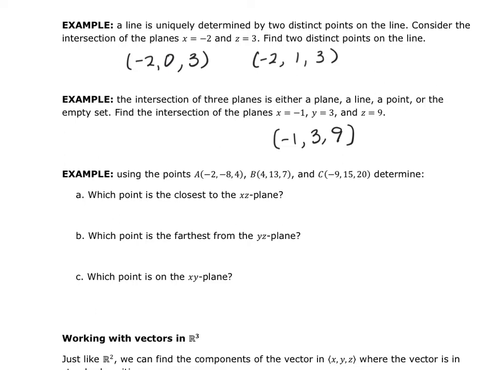We're now asked which point of these 3 points is the closest to the xz plane. The one that is the closest to the xz plane is the one that has the smallest absolute value of the y value. So I look to see which one has the smallest absolute value of y, and it happens to be this one. The absolute value of -8 is 8. And the absolute value of 13 is 13. The absolute value of 15 is 15. So my answer is A, point A.